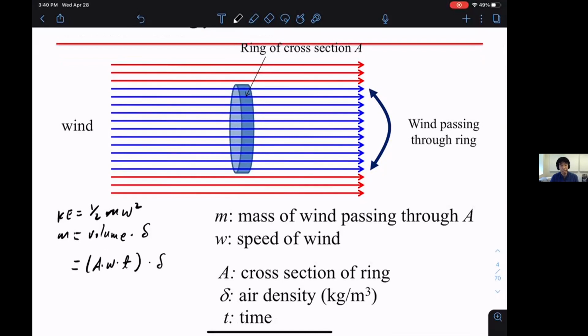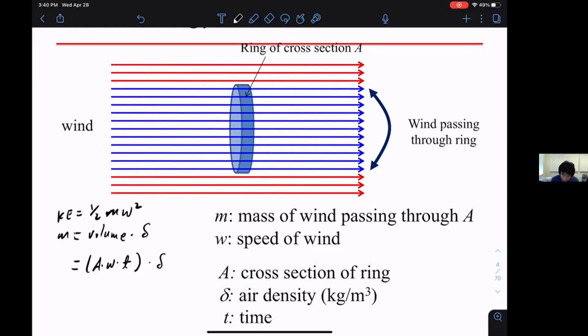So I'm looking at how much volume passed through this cross-sectional area. This is just the size of the area multiplied by how fast it's moving, multiplied by how long I'm looking at, multiplied by time. Okay, so this is my equation, relating mass to density, cross-sectional area, speed, and time. So we don't need to talk about mass. We can think in terms of speed and area.